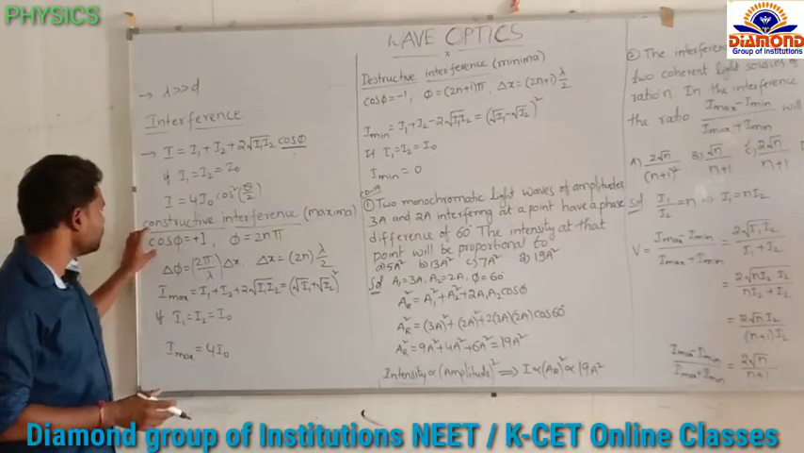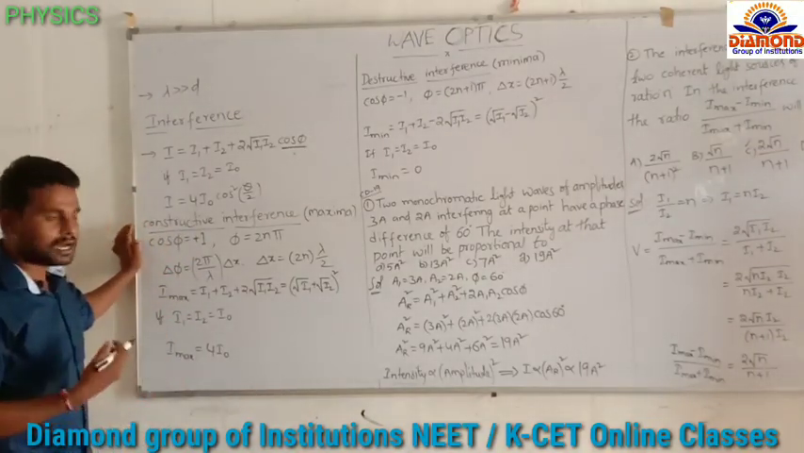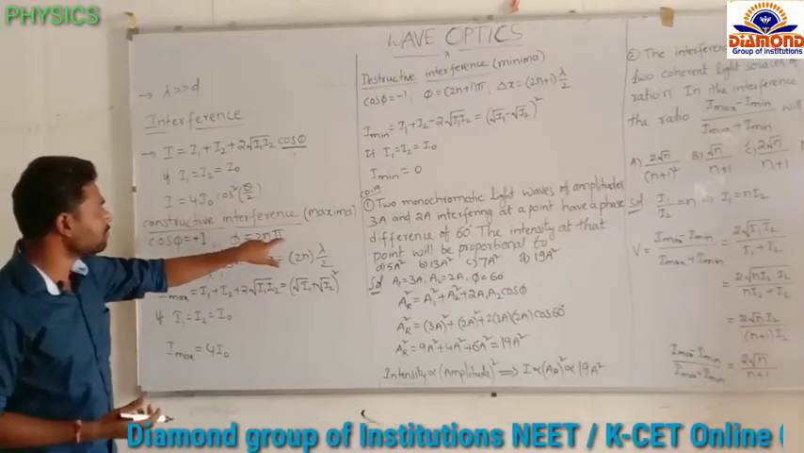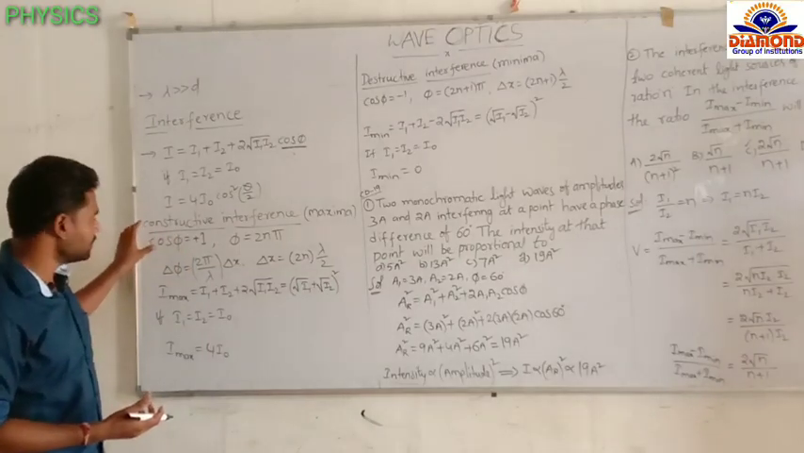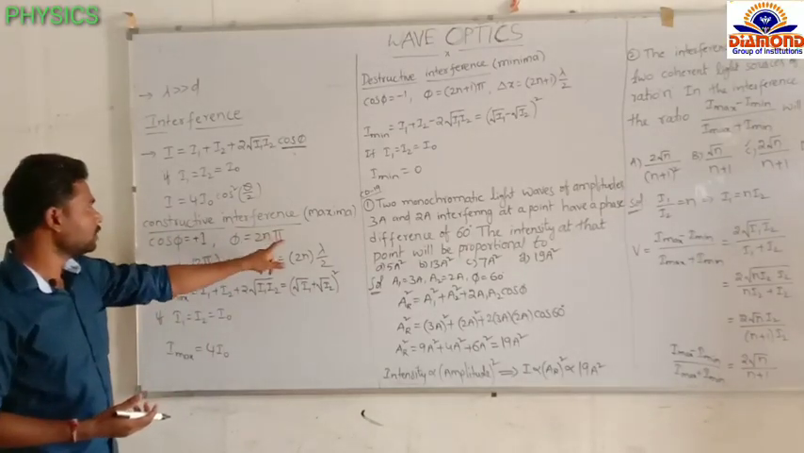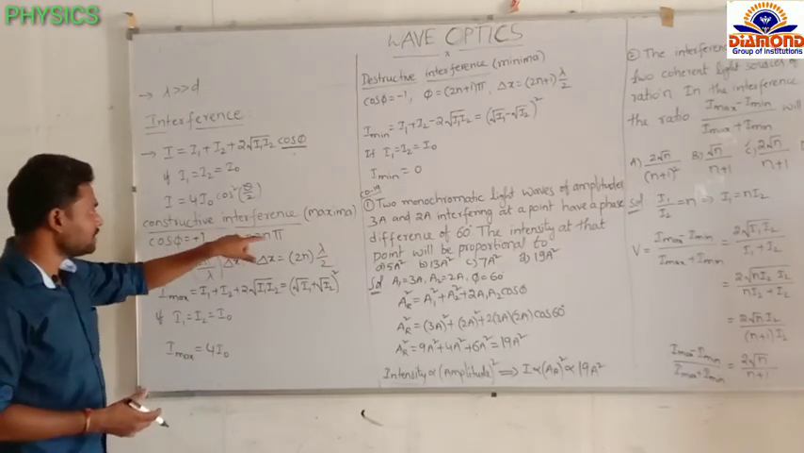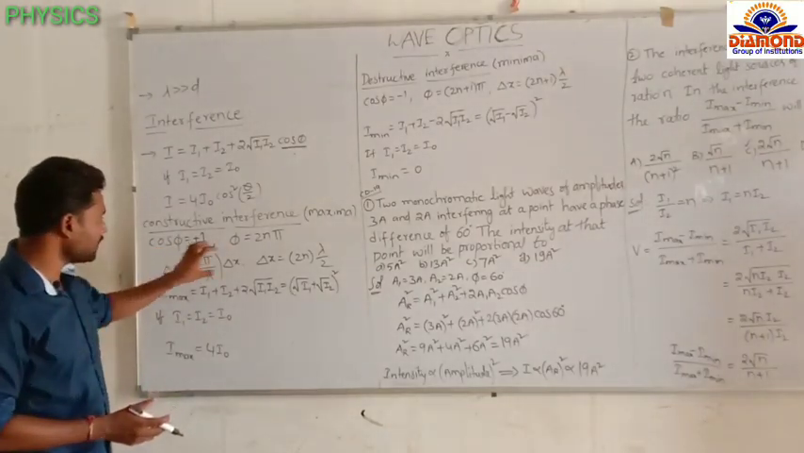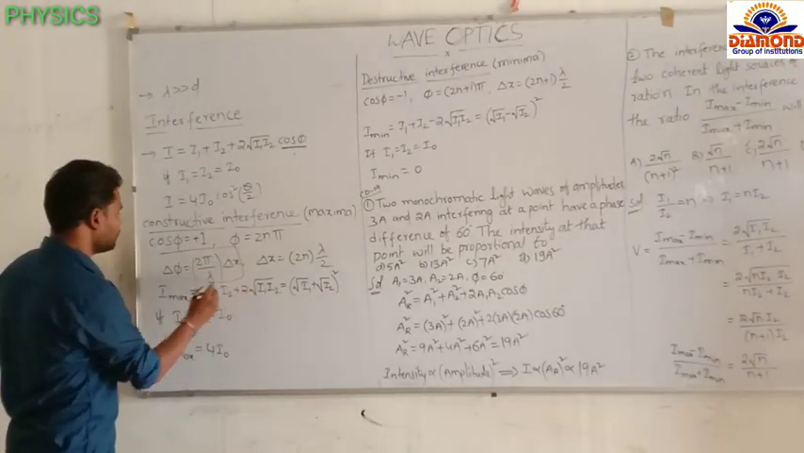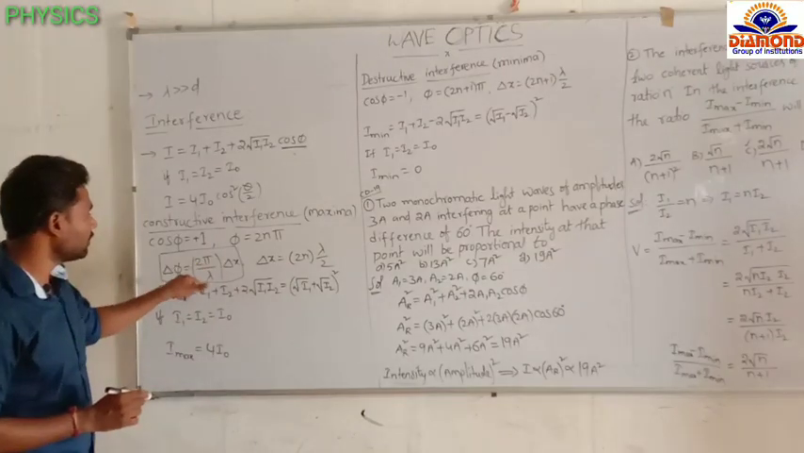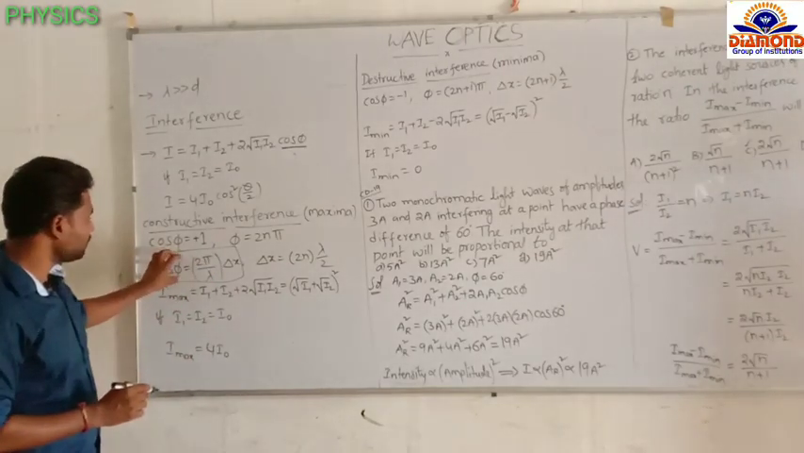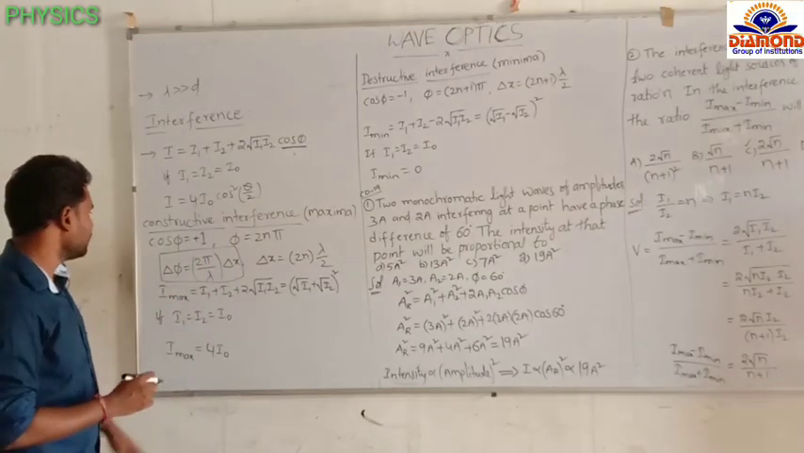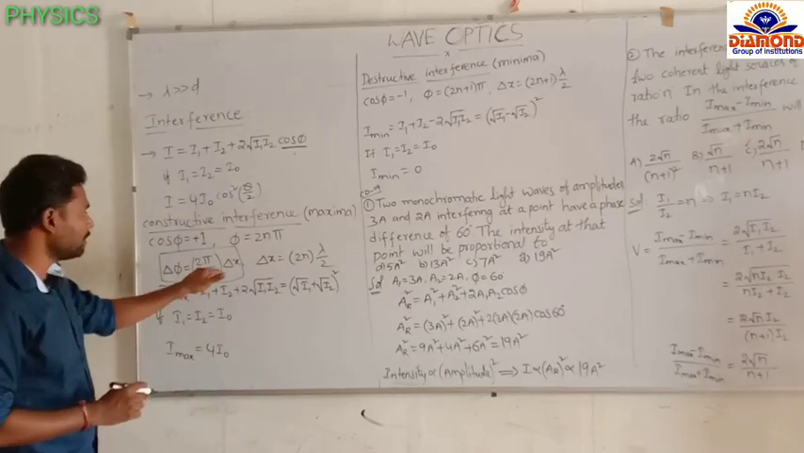For which angles is cos equal to plus 1? For even multiples of pi, cos is the maximum, plus 1. So phi equals 2n pi. If we know the phase difference, how do we find the path difference? The relationship between the phase difference and path difference is delta phi equals 2 pi by lambda into delta x. Delta phi is the phase difference and delta x is the path difference. Here 2 pi by lambda is k, a constant.